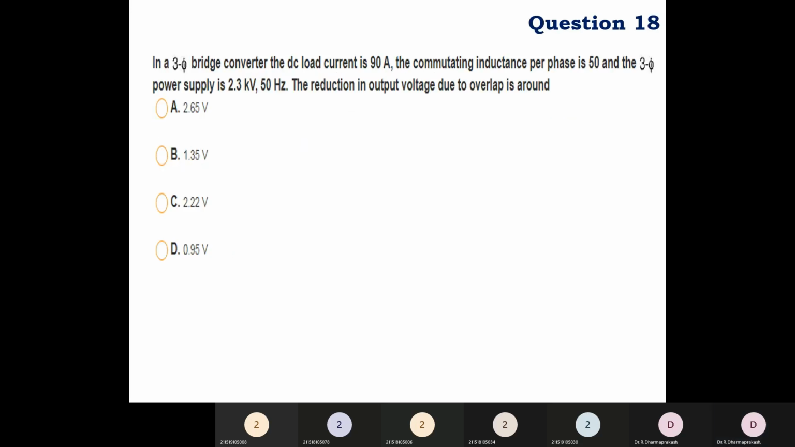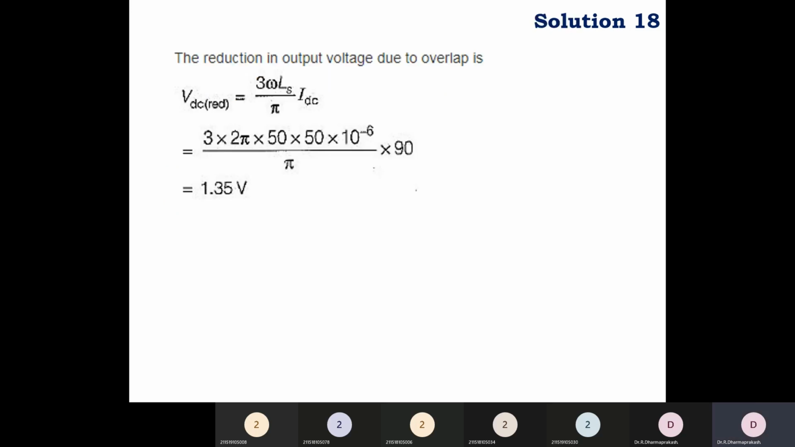And next question. In a three-phase bridge converter, the DC load current is 90 amperes. The commutating inductance per phase is 50 microhenry, and the three-phase power supply is 2.3 kV. The reduction in output voltage due to overlap is around. Here we have to use the corresponding expression, that is 3 omega Ls by pi times IDC.